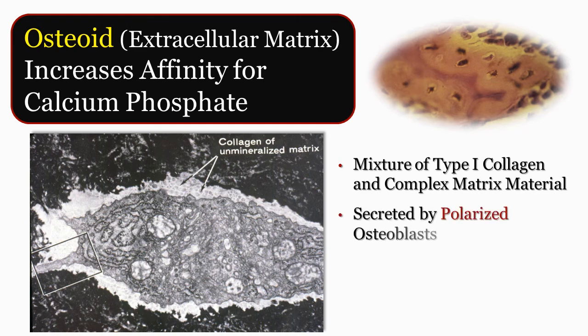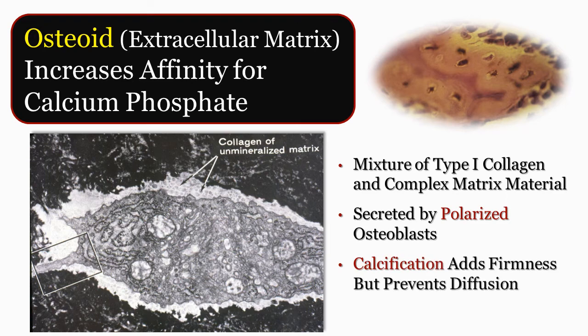This calcification of osteoid, which is laid down in a polarized fashion, adds firmness to bone, but it prevents diffusion of materials, including nutrients. To counter the non-diffusible matrix, bone has cell-to-cell contacts to bring the nutrients from the perichondrium deep within the bone.